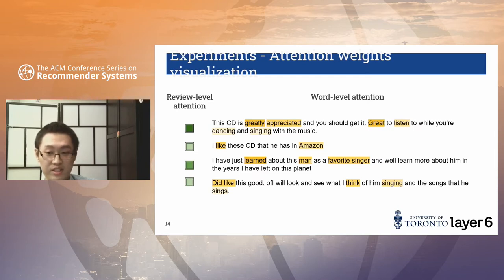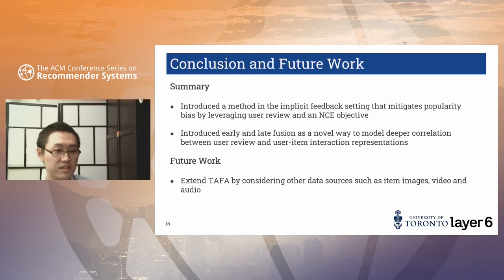For the word-level attention mechanism, the model focuses on words such as great, favorite, or like that express direct preference. The model is also able to attend to some reasons why the reviewer likes a particular CD, such as singing or dancing. In conclusion, we introduce a method in the implicit feedback setting that mitigates popularity bias by leveraging user review and an NCE objective.